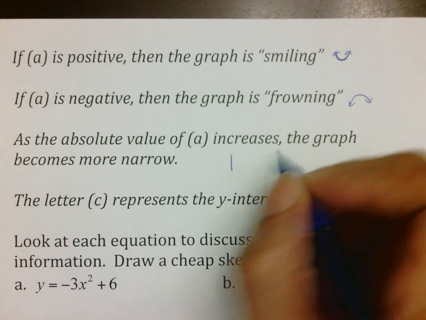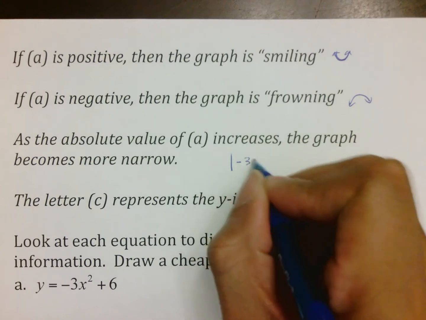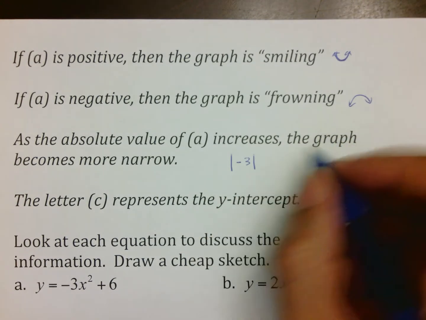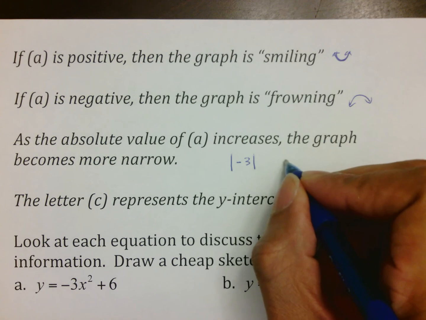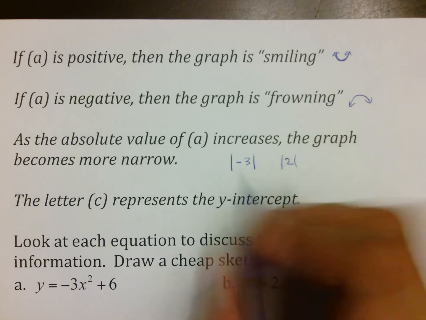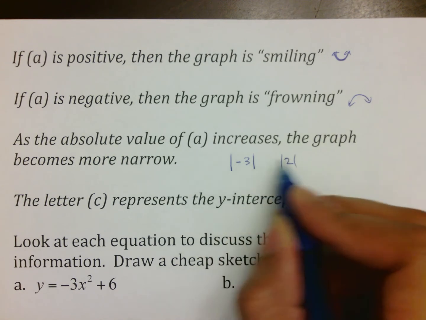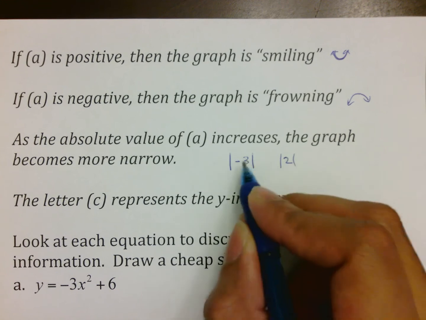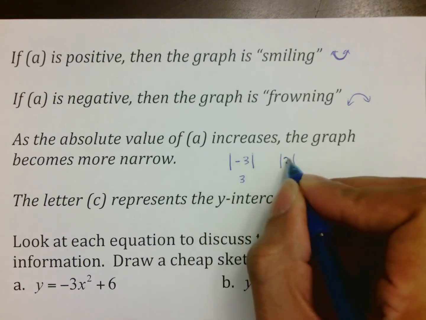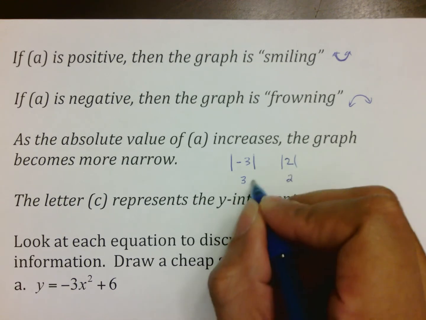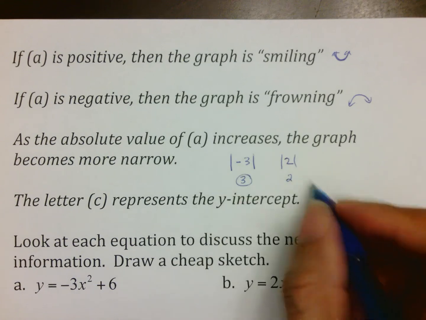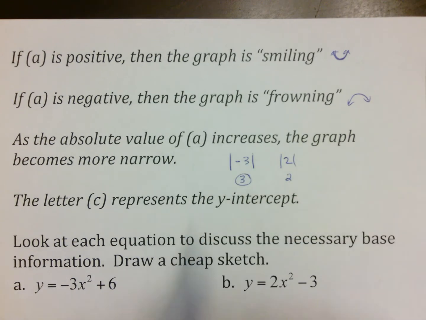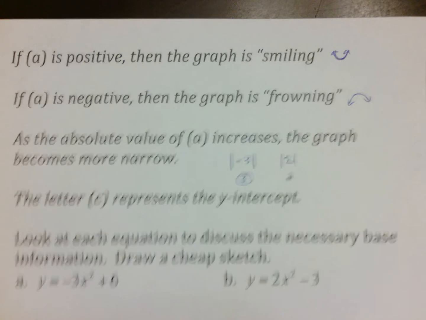What I mean by that is, if you're comparing narrow graphs versus wide graphs, and you see a negative 3 compared to a positive 2, initially you would think that negative 3 would be smaller than 2, which is true because it is smaller, but the absolute value of negative 3 is 3, the absolute value of 2 is 2, so this would actually be more narrow as a graph, because as you look at a, as the absolute value goes up, the graph becomes more narrow.